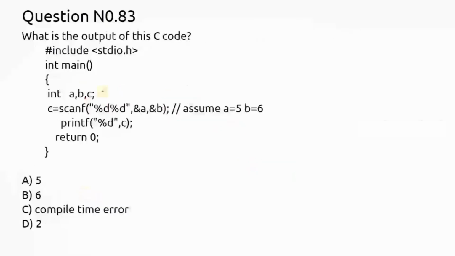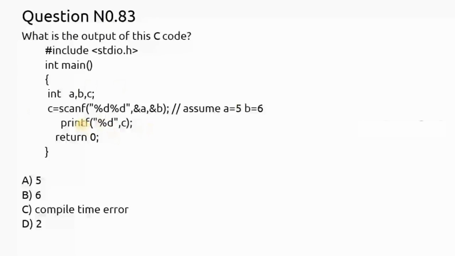Now what about this question? Previously we have seen printf. Now I have written here scanf. What happens if I write scanf("%d %d", &a, &b)? Here I am giving two input values, a and b. So here it is going to assume a equals 5, b equals 6.